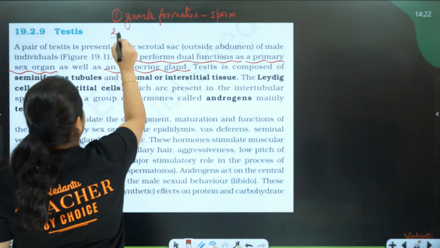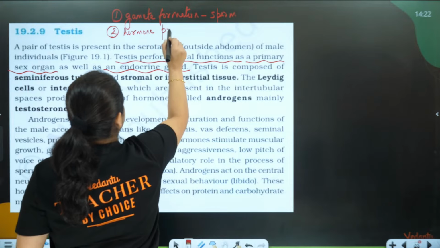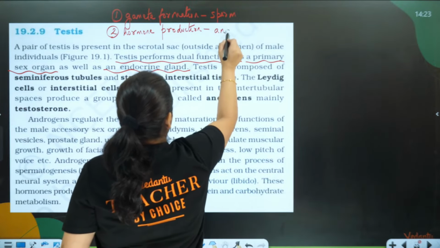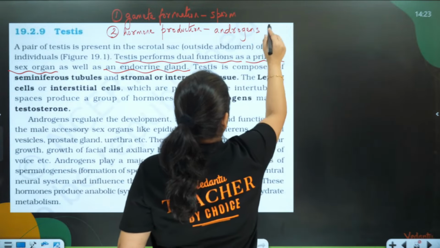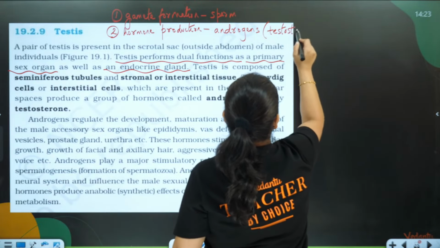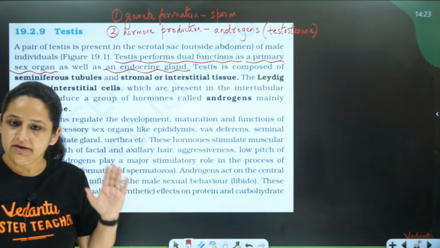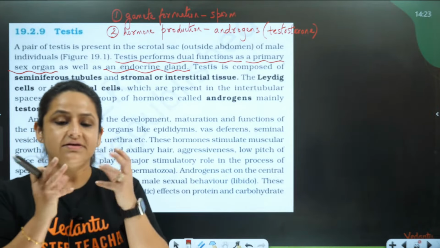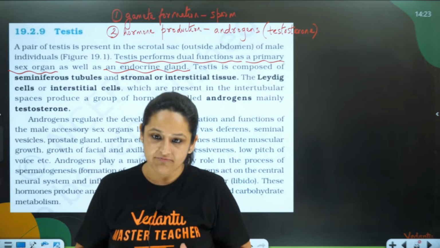And number two, hormone production. It produces hormones also, major hormones like androgens. And the main androgen is testosterone. We'll talk about that also. I hope this part is clear. Where is the testis present? First of all, testis are paired structures. They are present in a scrotal sac, which is present outside the abdomen in the case of males.